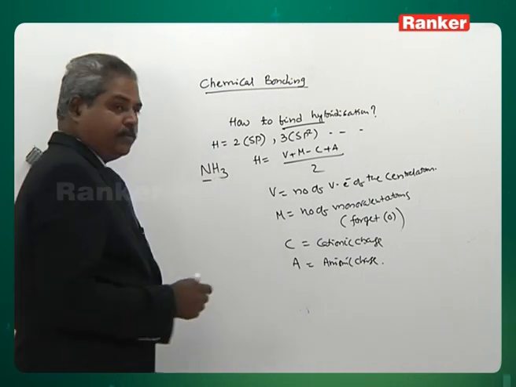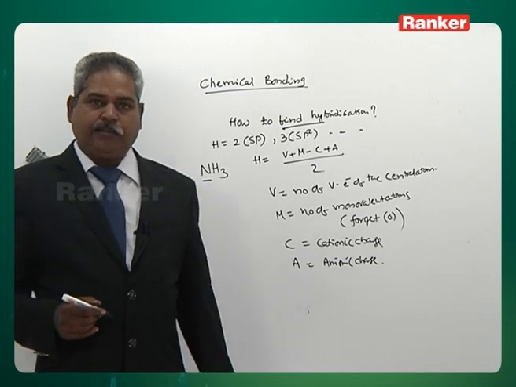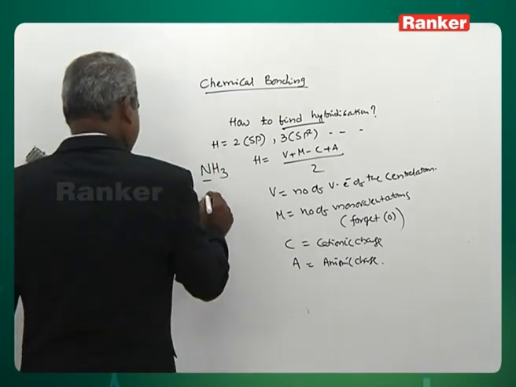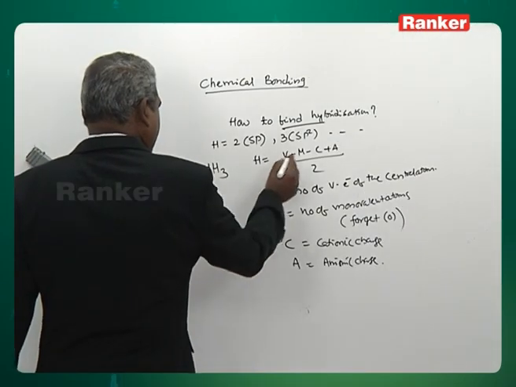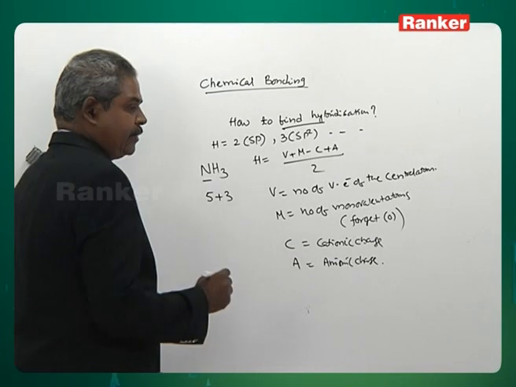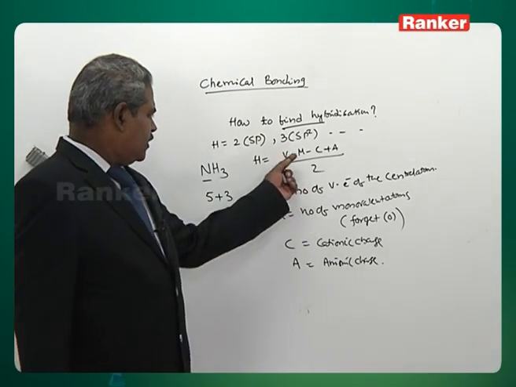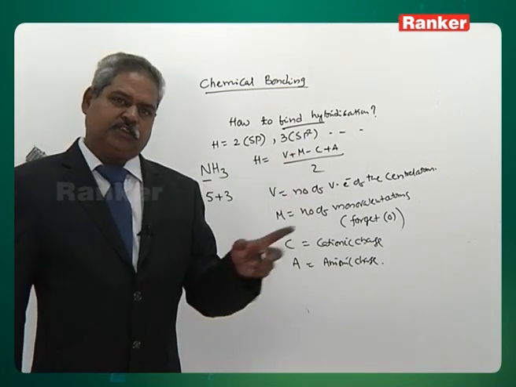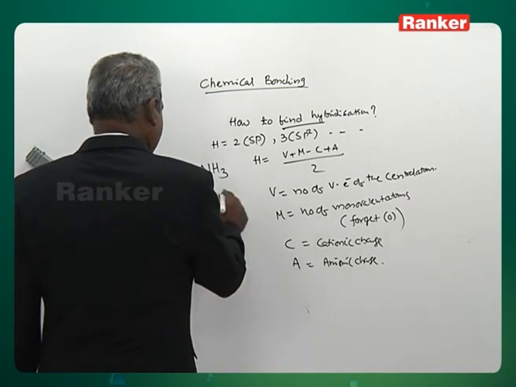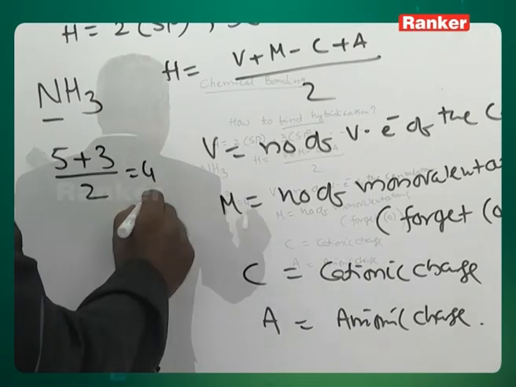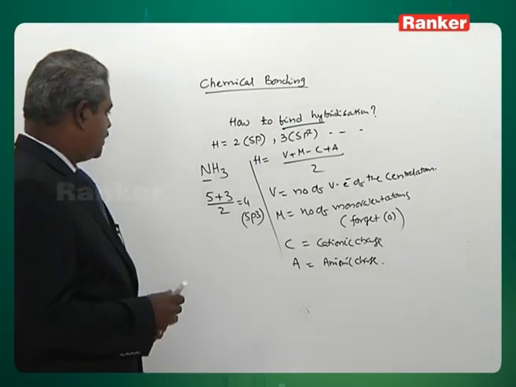Valence electrons. Nitrogen belongs to the 5th group. That's why I said group number is extremely important. 5 plus monovalent atoms, 3 hydrogens. Hydrogen is monovalent, which forms one bond. This M suggests you don't consider oxygens, consider all others. 3 hydrogens, you have to consider them. 5 plus 3 by 2, it is equal to 4. The hybridization is sp3. So, the hybridization of nitrogen in ammonia is sp3.